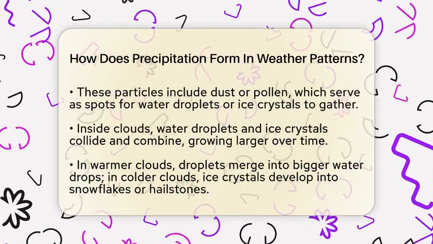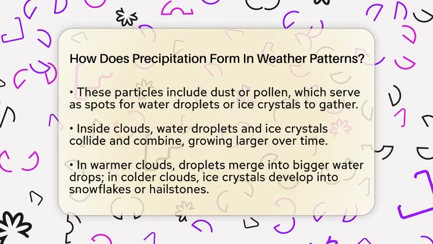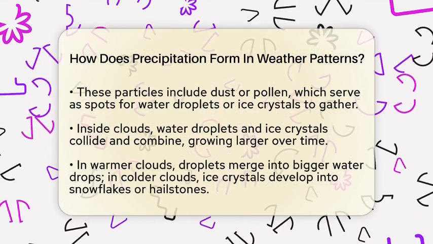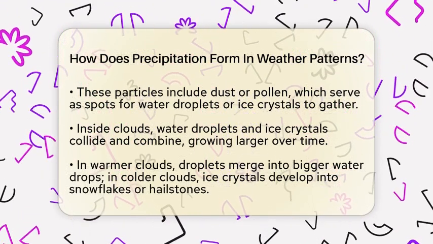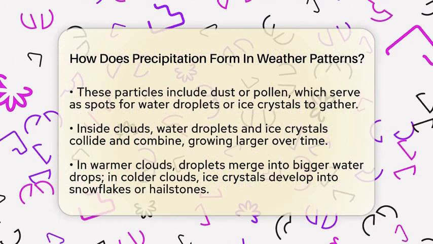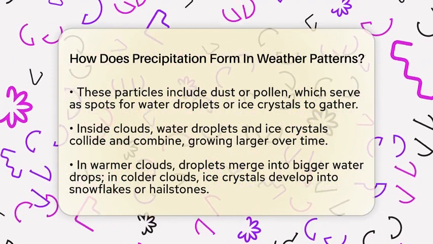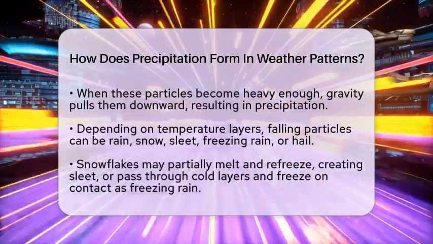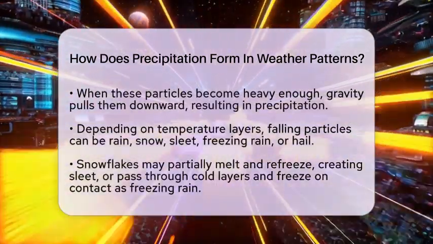Inside the clouds, the droplets collide and merge, growing larger. In warmer clouds, the droplets combine to become bigger water drops. In colder clouds, ice crystals grow by collecting water vapor or bumping into supercooled droplets, which are water droplets cooled below freezing but still liquid. This process can create snowflakes or hailstones.